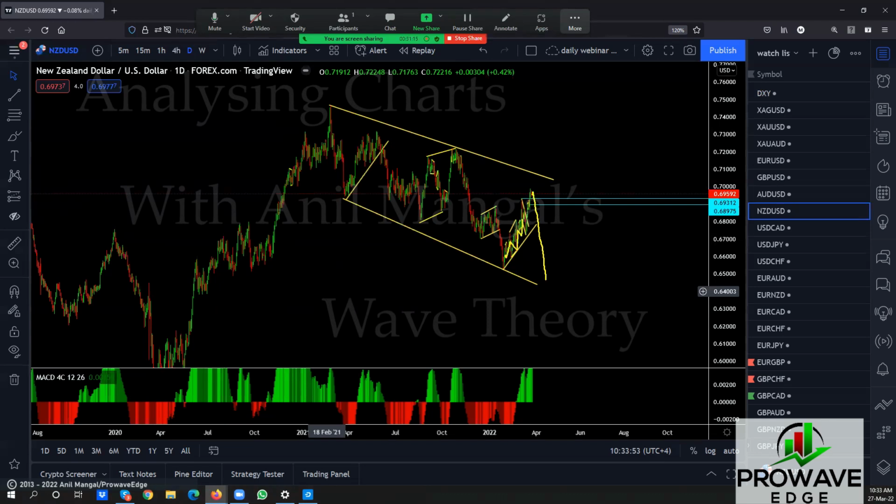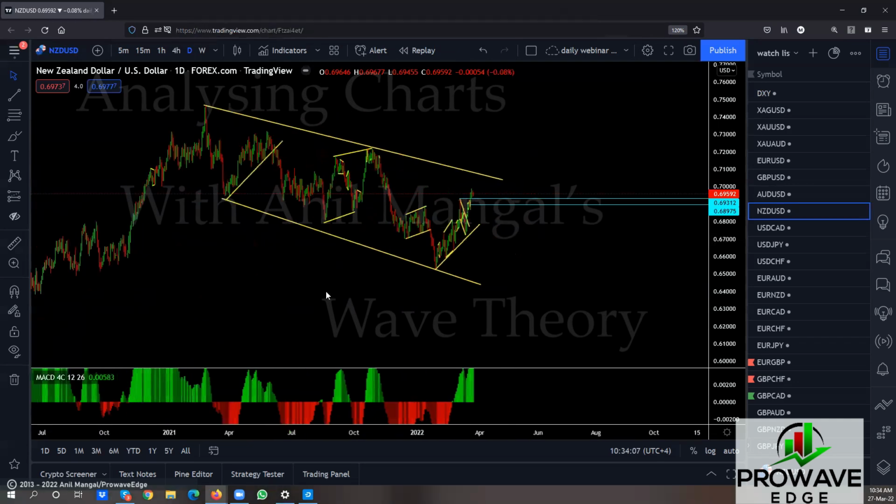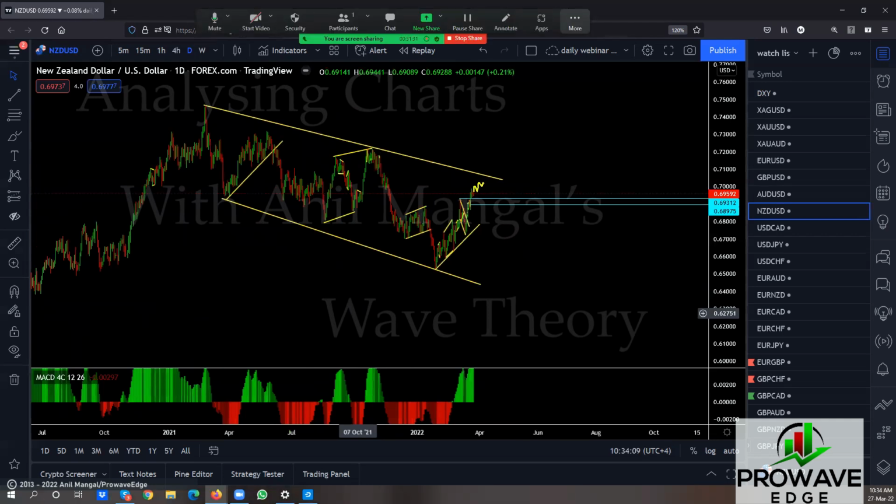Because this up move is really, really slow. Normally, when they're taking off, they would make a flat here, but then they would take off really sharp. This one is going really slow. So there is a chance that it could go a little more. They could probably make a consolidation, go like this, come to about this level, and then drop. Right? If it breaks out, good for us, we will buy this all the way to the top.